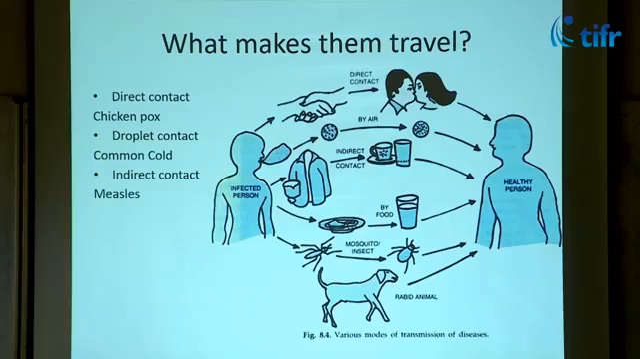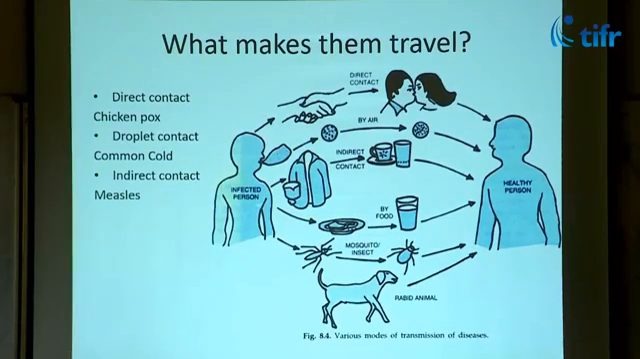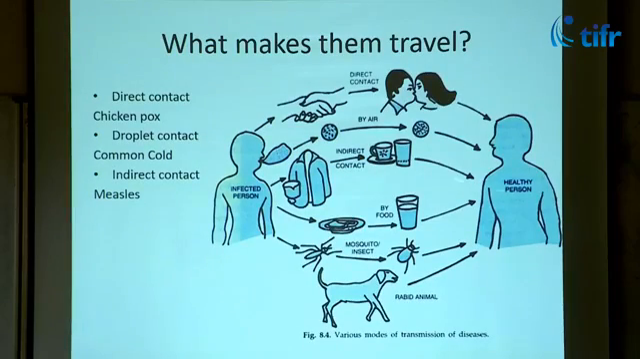Then there is indirect contact, where the virus can stay on inanimate objects which have been touched by the infected person, and then they are later touched by a healthy person and transferred to the body of the healthy person, where they can cause infection. An example of this is measles.